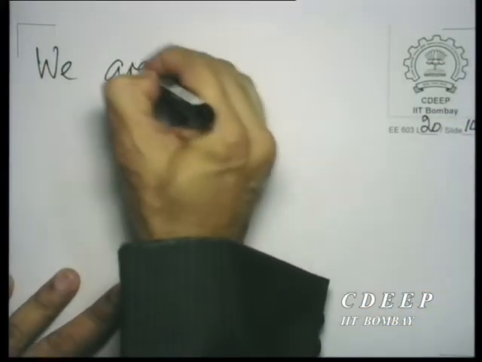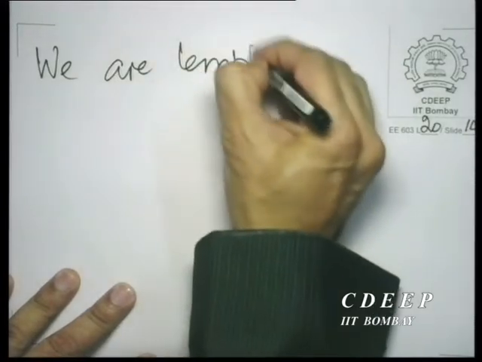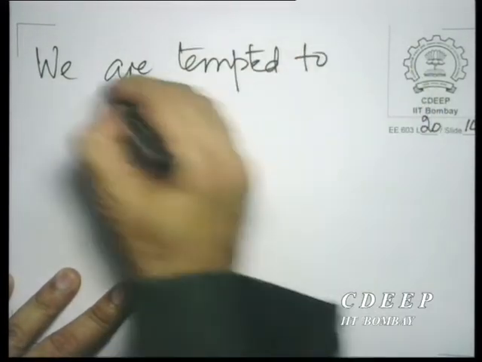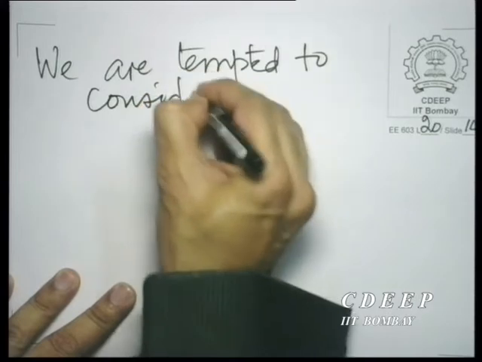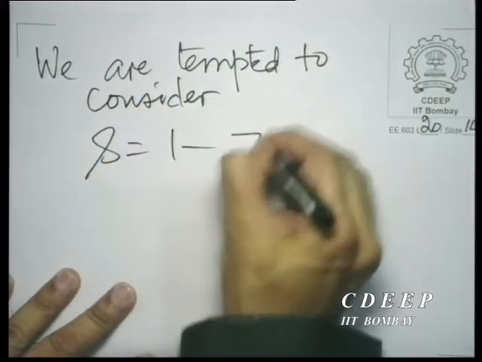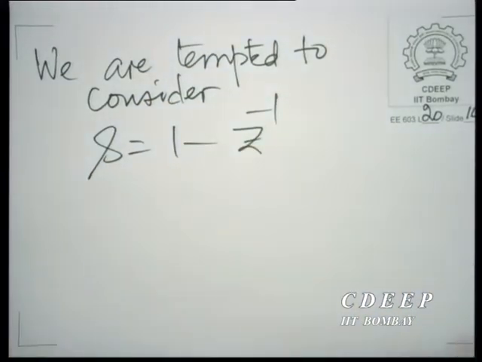So, we are tempted to consider the following candidate for this transformation: S equal to 1 minus Z inverse. What it means is, we are approximating the derivative by taking the difference between the current sample and the past sample.